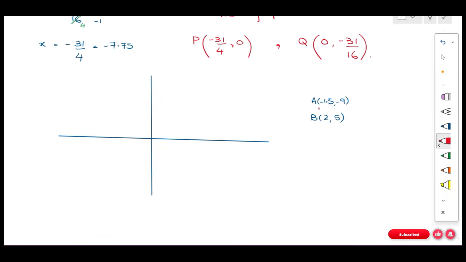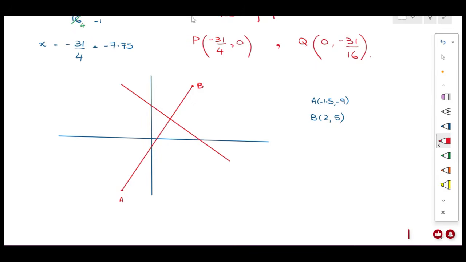Now first we need to plot the points A and B. So A is the point where x is minus 1.5 and the y value is minus 9. So this is point A, and B is where x is 2 and y is 5. This is point B. Let me join A with B. Now we need to find its perpendicular bisector. So let's say this is the perpendicular bisector of the line AB, right?